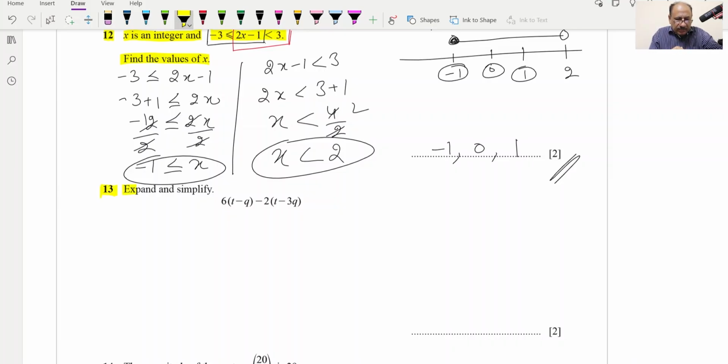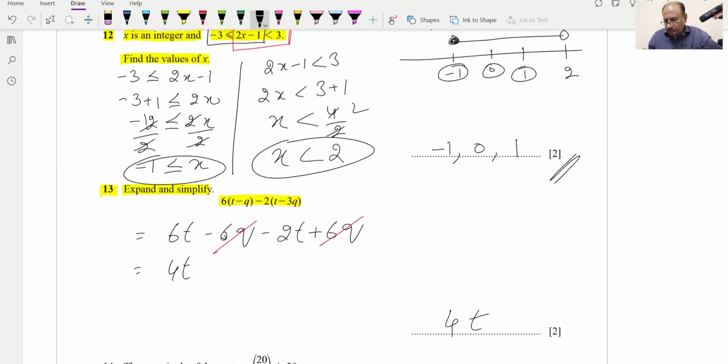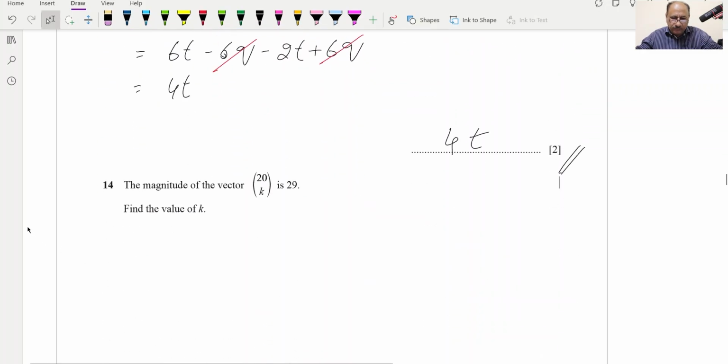Then 13, expand and simplify this expression. So we will be opening the bracket and multiplying. So 6t minus 6q minus 2t, and minus 2 into minus 3q will be plus 6q. Now, before adding like terms, we can cancel minus 6q with plus 6q, and 6t minus 2t will be 4t, and 4t will be the final answer. It was an easy question for 2 marks.